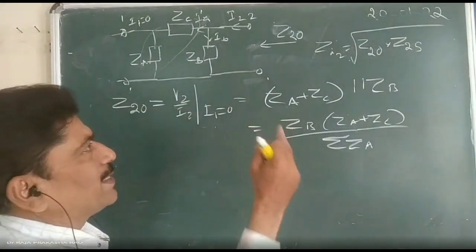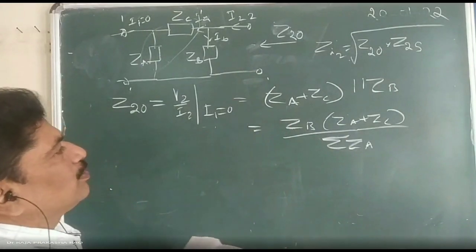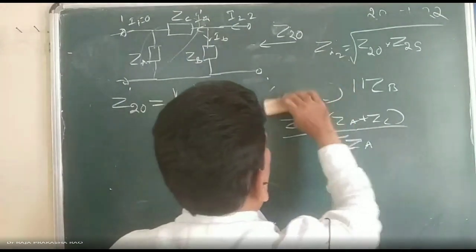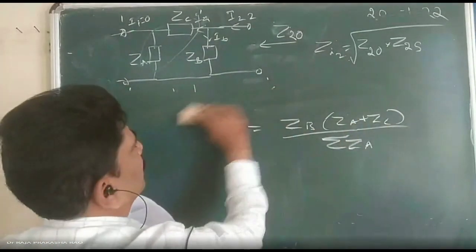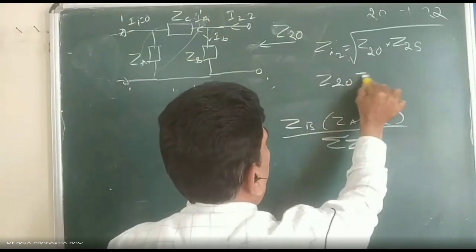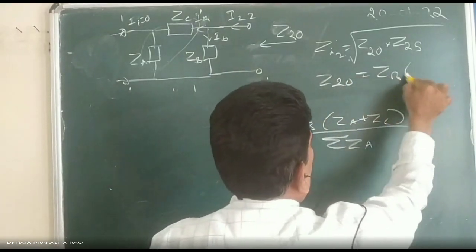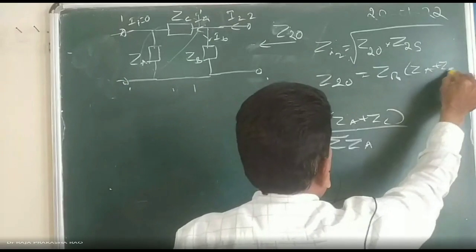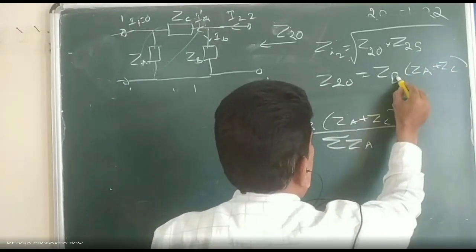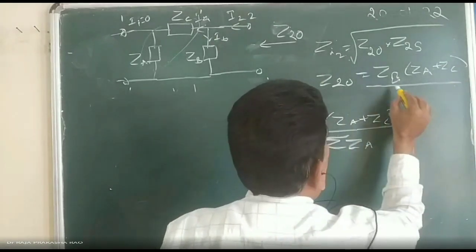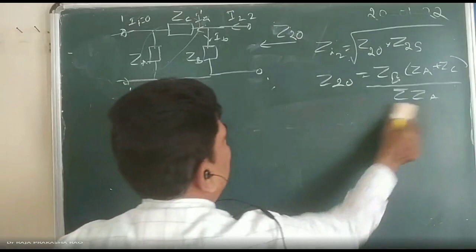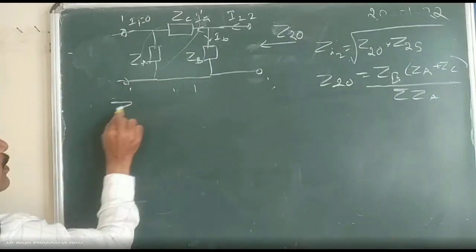Next, find out Z2S. Z20 is over. I will write it here. Z20 is equal to ZB into ZA plus ZC by sigma ZA. Z20 is over. Now let us find out Z2S.